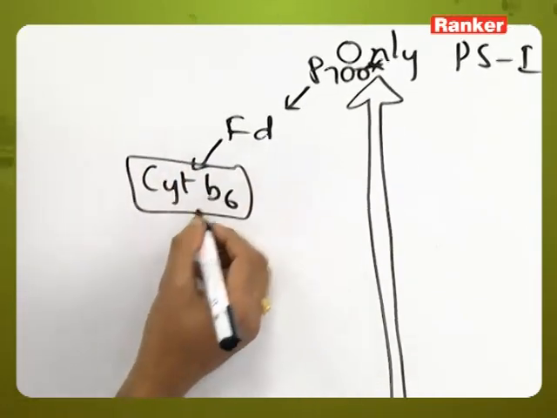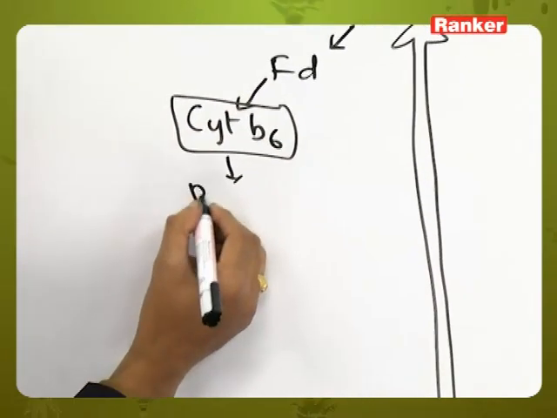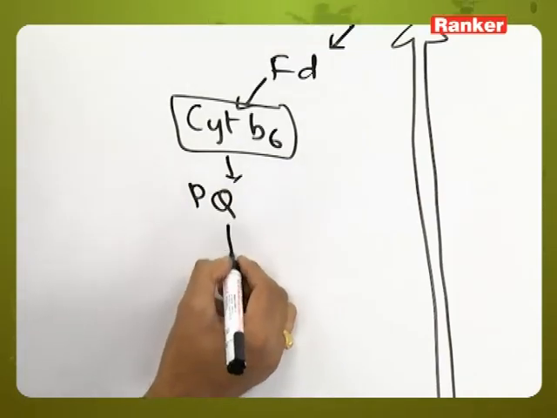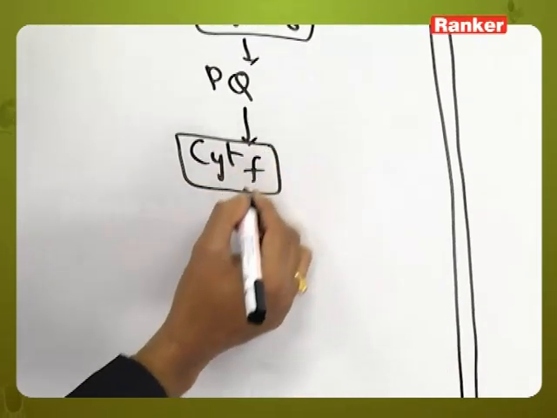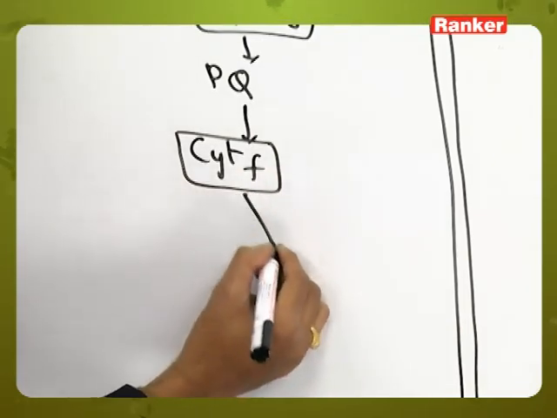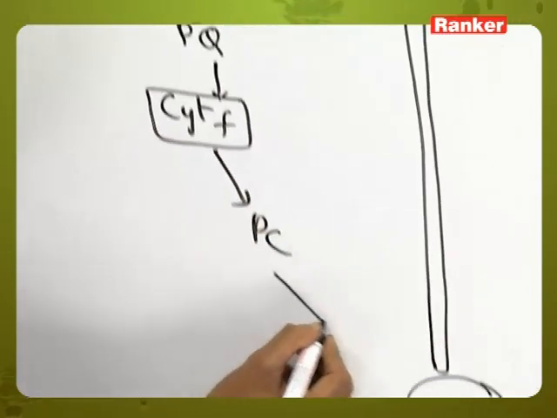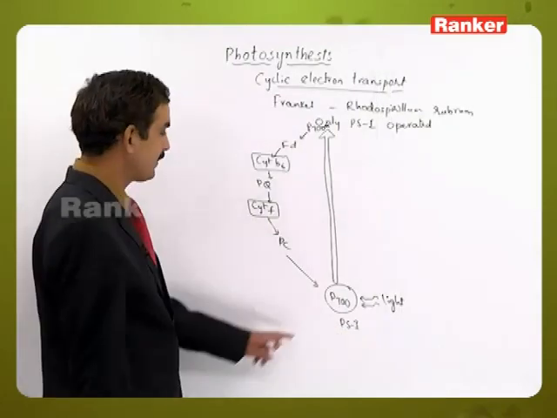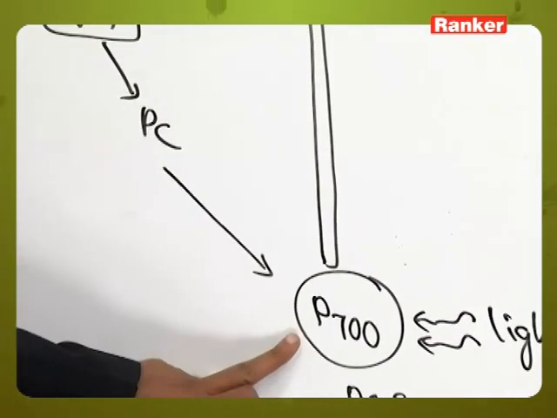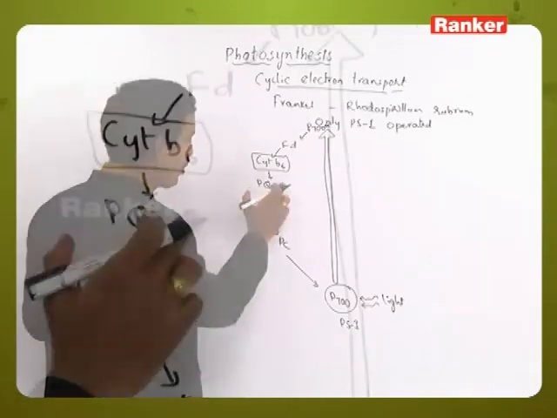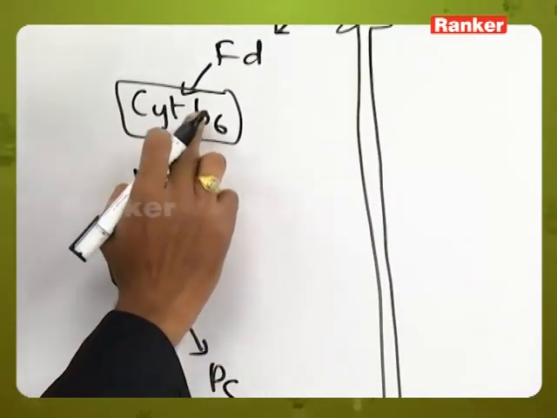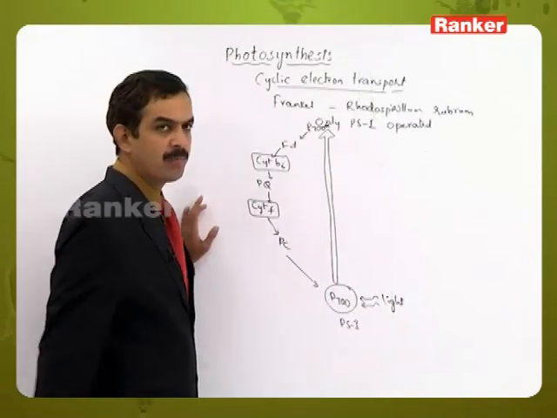From cytochrome B6 they will enter into the plastoquinone. The quinone cycle will be operated here. From there it will be moving to the cytochrome F. From cytochrome F, those electrons are moving to the plastocyanin. From plastocyanin, the electrons once again move to the reaction center of PS1, that is P700. In this process, the quinone cycle is operated between cytochrome B6 and cytochrome F.